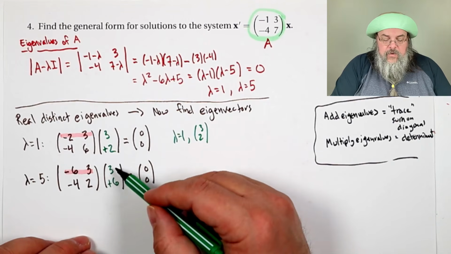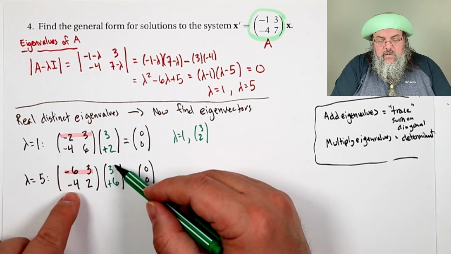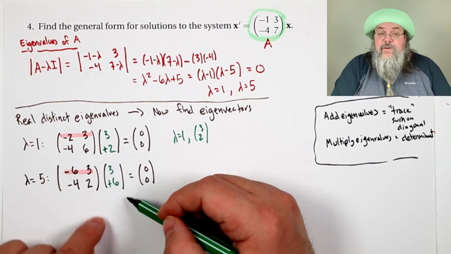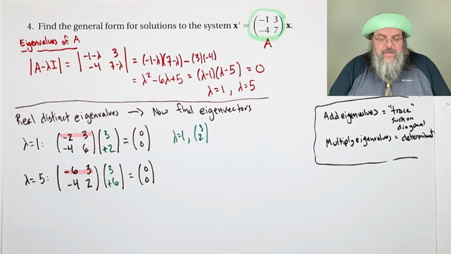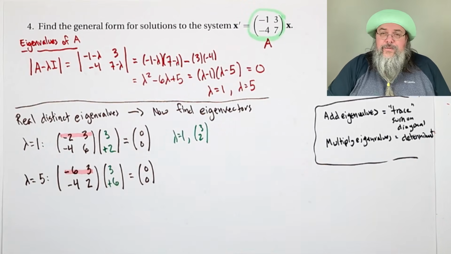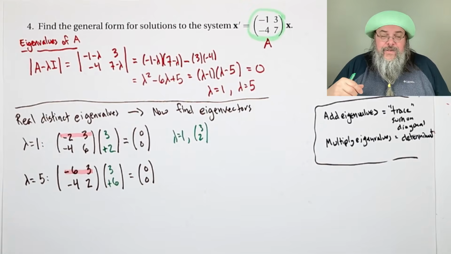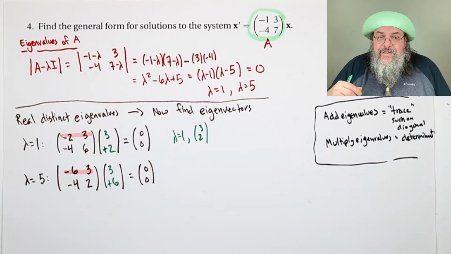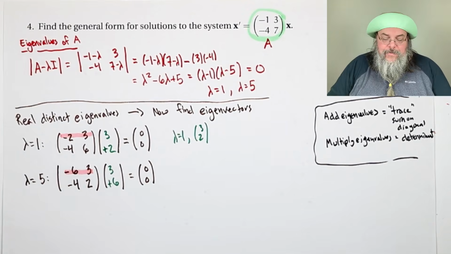So my claim is 3, 6 works. Well, let's try it. Minus 18 plus 18. Good, that's 0. Minus 12 plus 12, that's 0. Now, you might notice something, though, about this particular answer. 3 and 2, that's great. No common divisors. But 3 and 6 have a common divisor of 3.